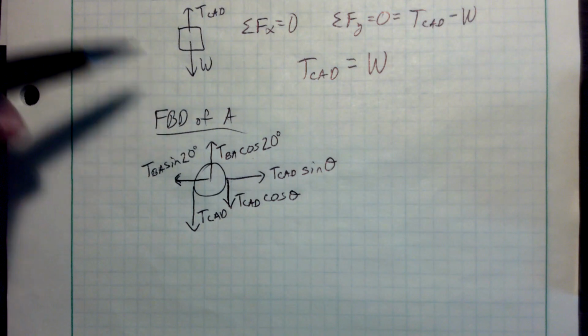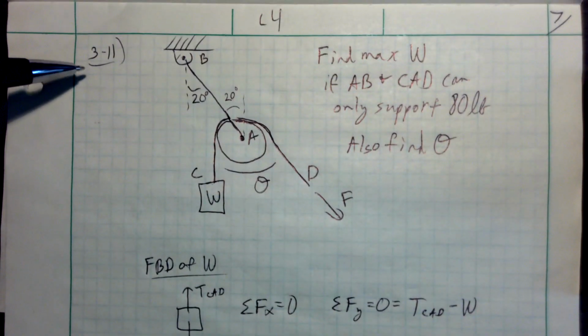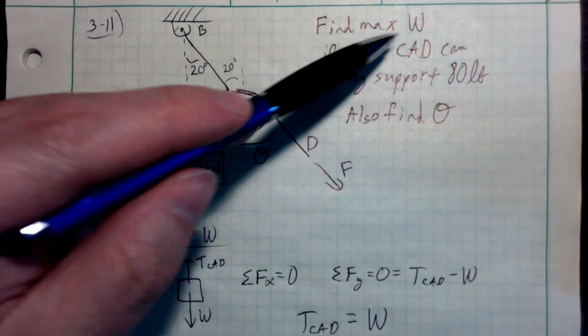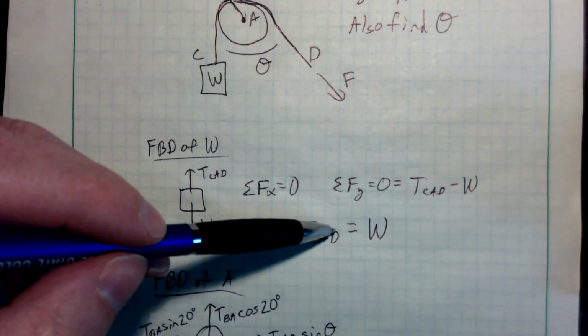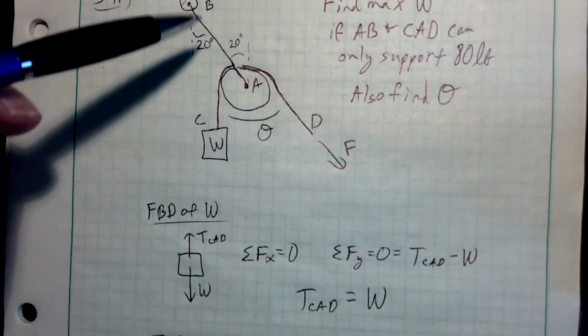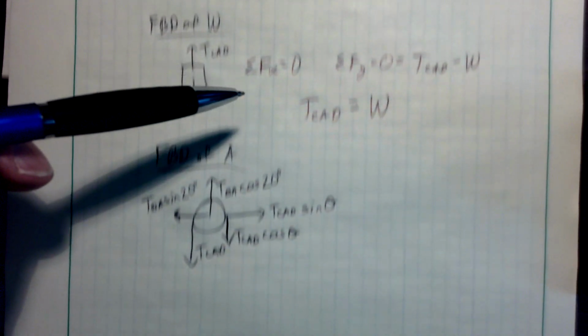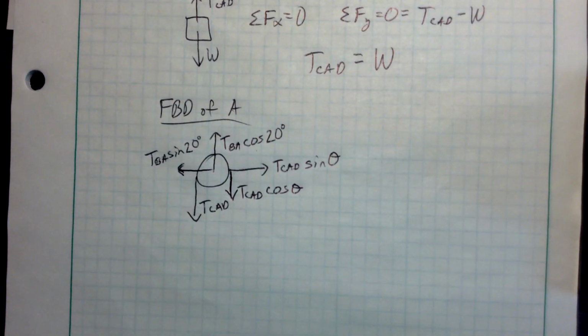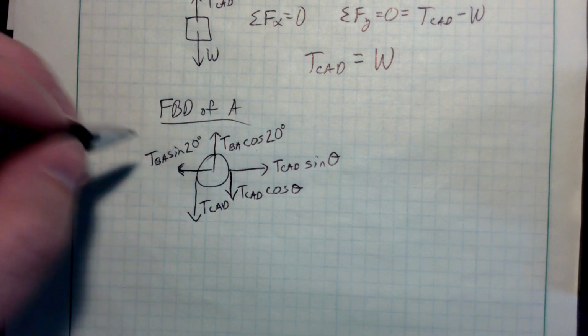Okay, so we're going to continue this problem. Again, this is 3-11 from the Hibbeler text. Looking for the tension. I'm looking for W, which we've tied to T_CAD, and I can only put 80 pounds in these two cables, AB and CAD. Now, I've got a free body diagram involving those two cables, AB and CAD, or BA, whichever way you want to write it.